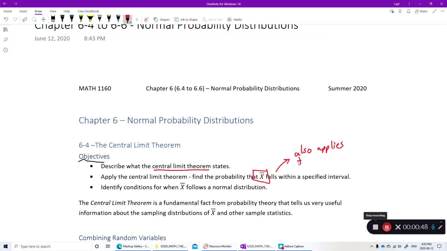The central limit theorem will also help us with other sample statistics, like p hat, for example. Now, before you watch this video, you should probably make sure that you've really understood the previous section, 6.3, which is about the sampling distributions. These are very closely related topics, so you'll probably get a lot more out of this if you are really solid on the previous topic. Okay, so let's get into it.